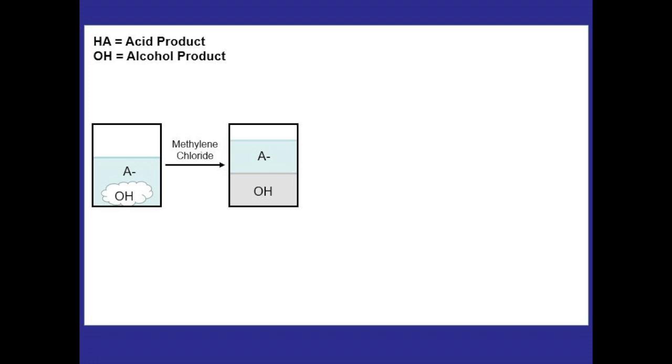Now, we could get to the same place if initially, instead of looking like this, we had the two products mixed together as two solids. We would just add methylene chloride to dissolve both of them, and then add an aqueous base to deprotonate the acid, and that would create the bilayer like we see here.